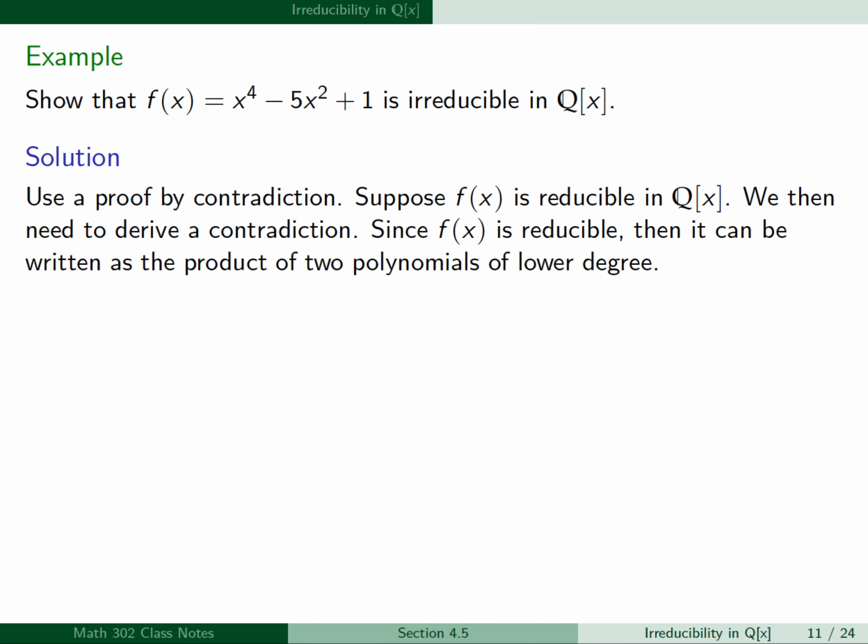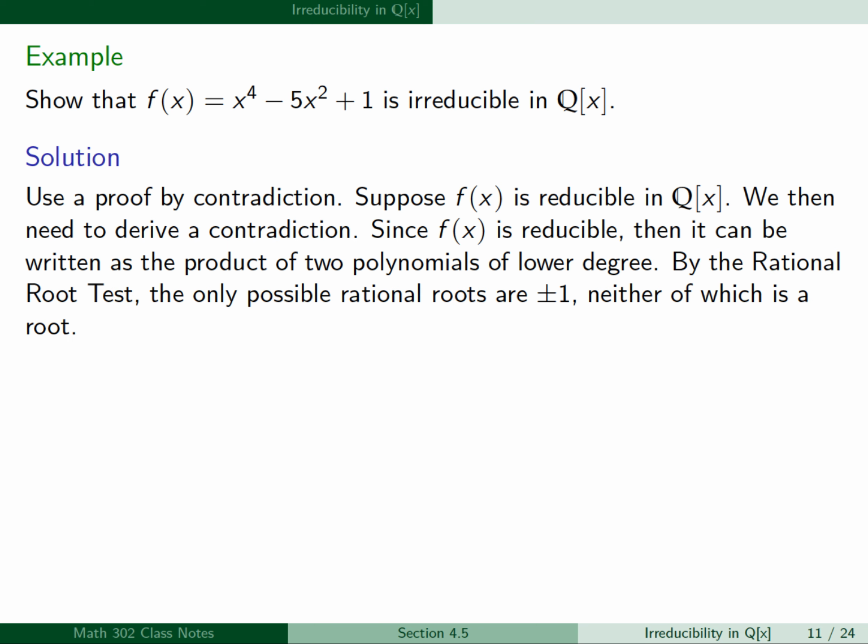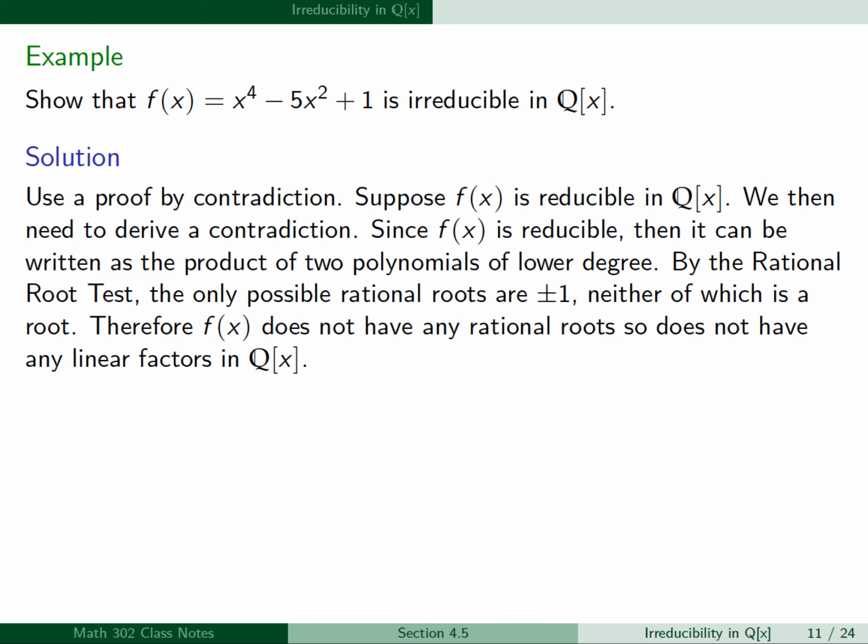Now, since f(x) is reducible, then it can be written as the product of two polynomials of lower degree. By the rational root test, the only possible rational roots of f(x) are plus or minus 1, and it's straightforward to check that neither of these is a root. Therefore, f(x) does not have any rational roots, so does not have any linear factors in Q[x].